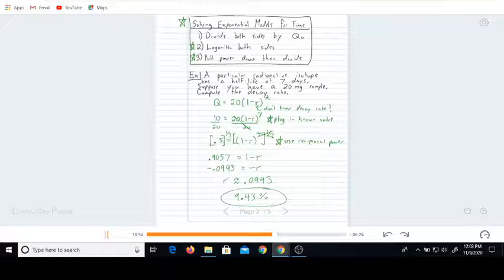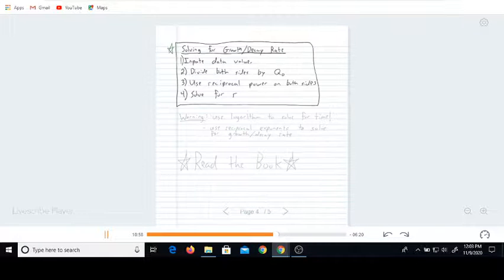So, in conclusion, when solving for a growth or decay rate, you're going to use reciprocal power. Quick warning: we use logarithm to solve for time.